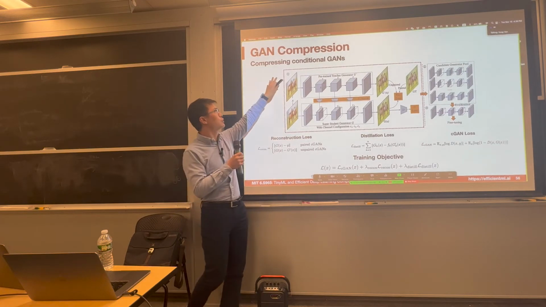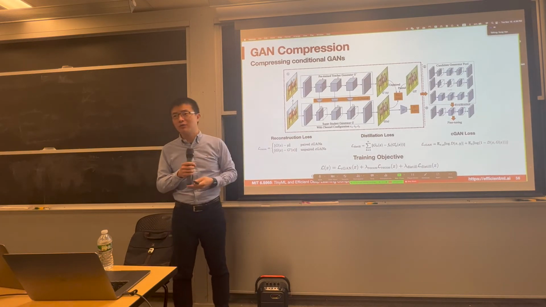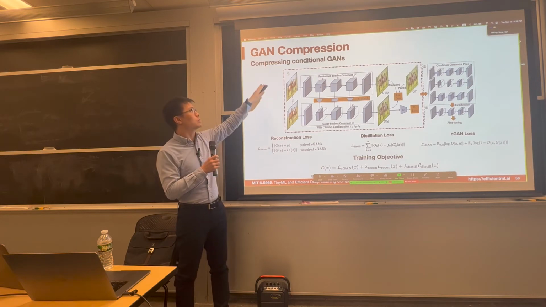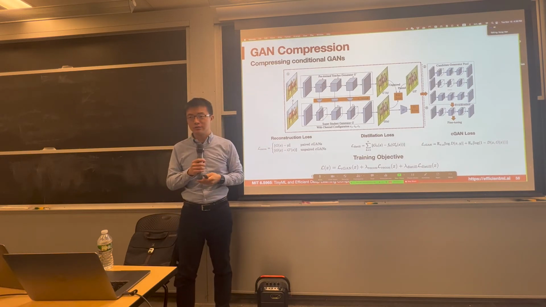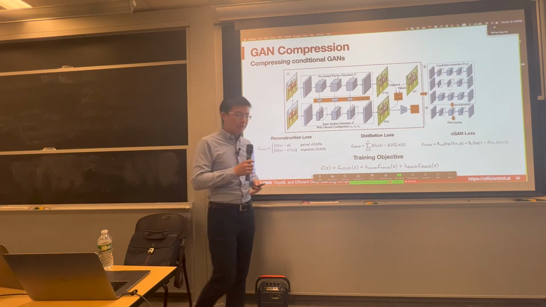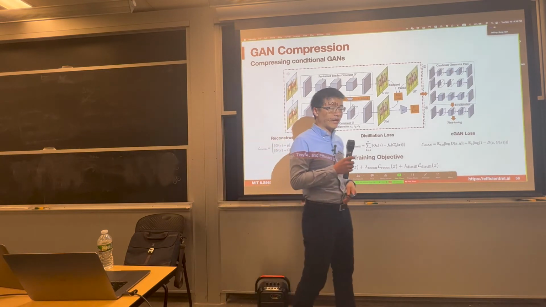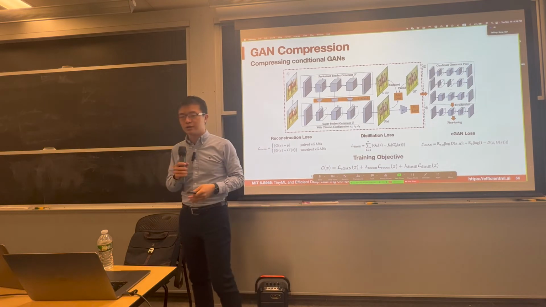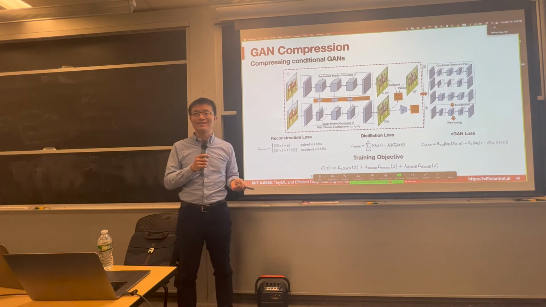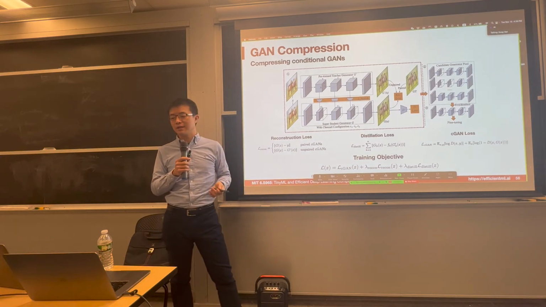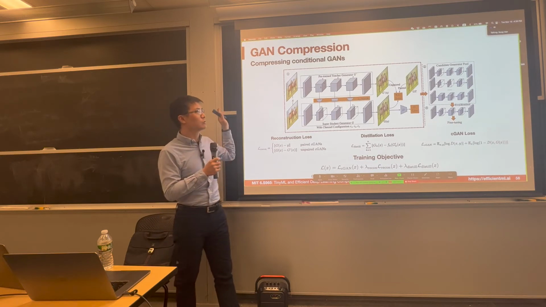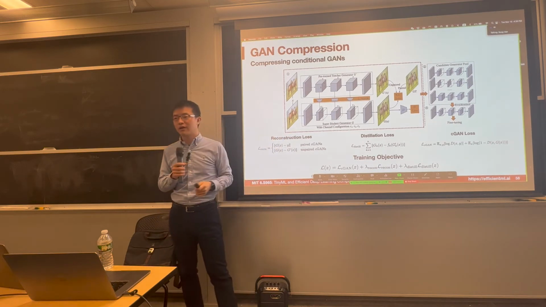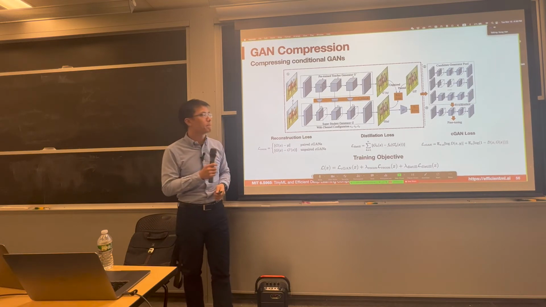So let's introduce the GAN compression method, okay? Which is trying to compress these conditional GANs. Let's review a little bit what kind of techniques we have learned so far, right? We learned pruning, we learned distillation, we learned neural architecture search, quantization, etc. Right? So here we are trying to combine these efforts together to have a holistic solution, right?